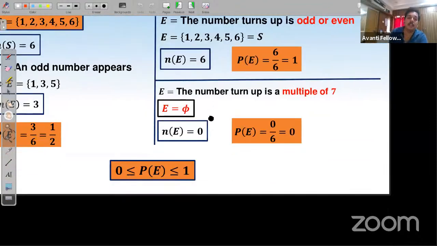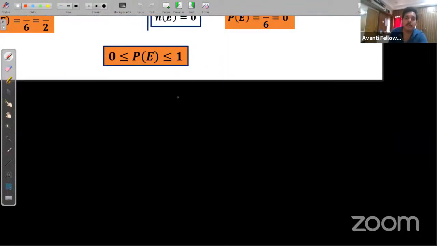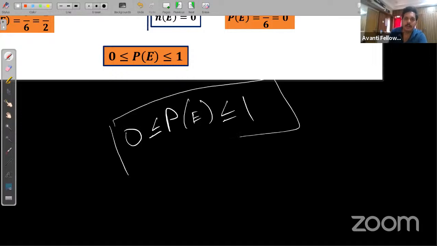One thing you have to remember, guys. What is the minimum value of a probability of an event? It always lies from 0 to 1. Remember, it always lies from 0 to 1, guys. Obviously, the favorable outcomes will always be less than or equal to the total outcomes. That's the reason your probability will always remain between 0 and 1.